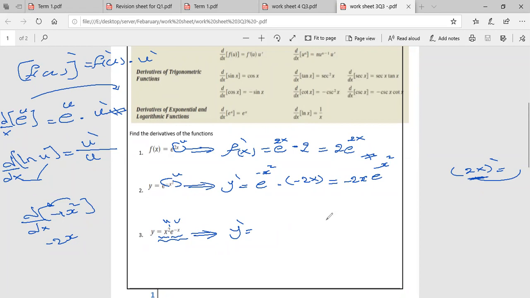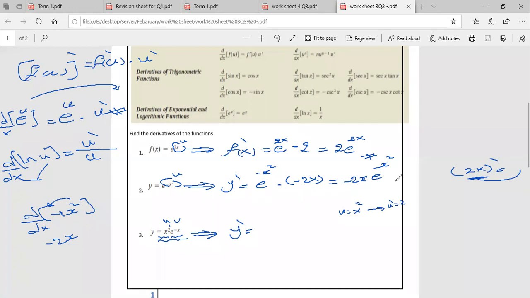Do you notice that? Okay, u equals x squared, because I have a product of two functions. The first is a squaring function, the second is the natural exponential function, e to power negative x. So it will be what? The first multiplied by the derivative of the second, plus the second multiplied by the derivative of the first. What is u equal to? x squared. What is its derivative? 2x. Excellent.